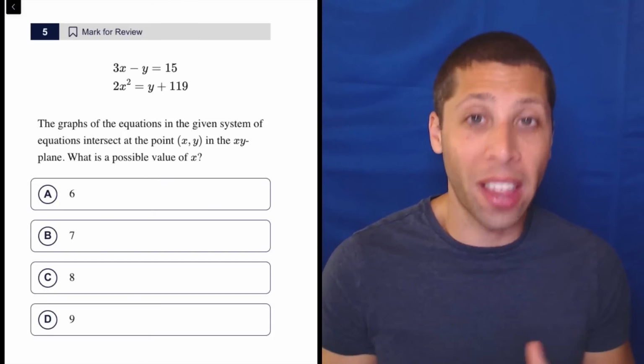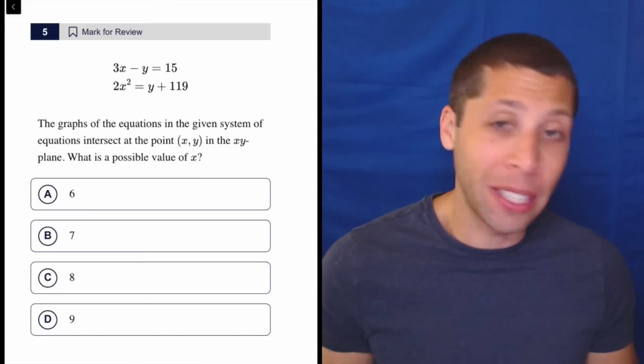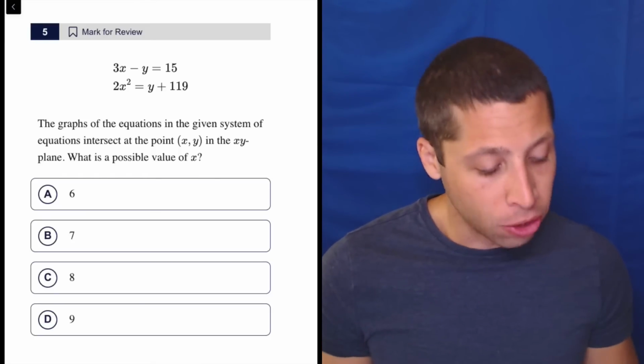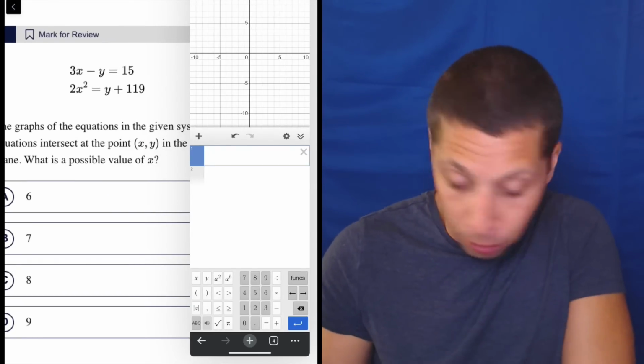Now we're not only going to have to do all that algebra, we're going to have to factor something with a 2x squared and a 119. I mean, gosh, this is going to be a nightmare. So just pull out the Desmos calculator and let it do it for you. So we're going to see what we get.